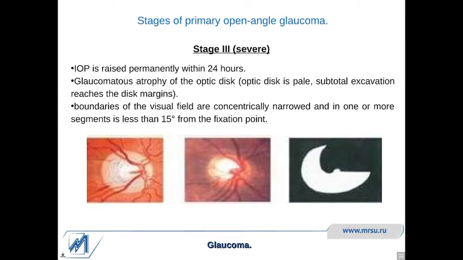The next stage is stage 3, severe glaucoma. IOP is raised permanently within 24 hours. Glaucomatous atrophy of the optic disc comes, and the optic disc becomes pale. Subtotal excavation reaches the disc margins. Boundaries of the visual field are concentrically narrowed, and in one or more segments is less than 15 degrees from the fixation point.